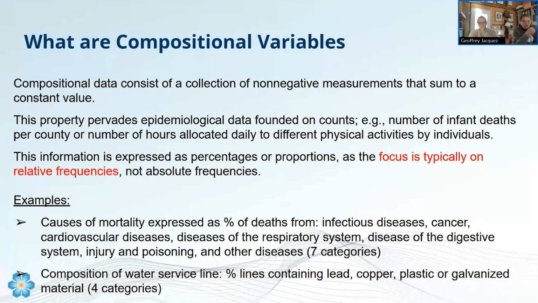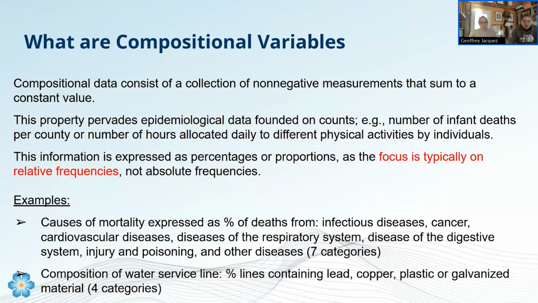Another application outside the field of epidemiology, I worked a lot on the Flint drinking water crisis. In this case, we were interested in the composition of the water service lines. And again, for a particular zip code, for example, we would be interested in the percentage of lines that contain lead, copper, plastic, or galvanized material. And again, you have 4 different options, 4 different categories, and the sum will be 100%.